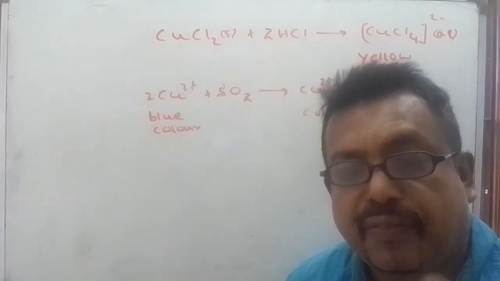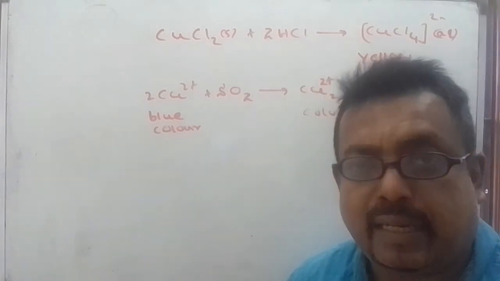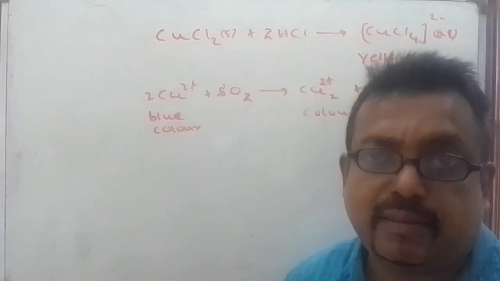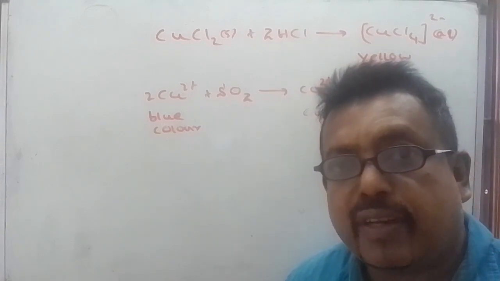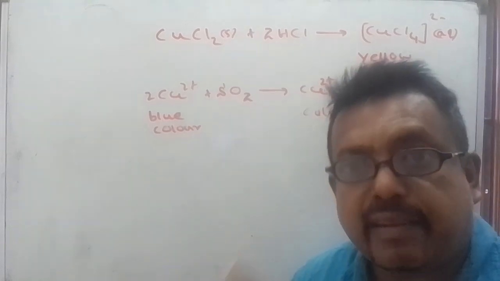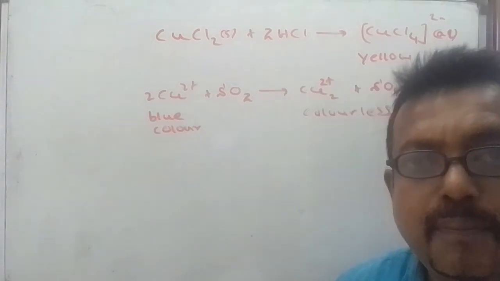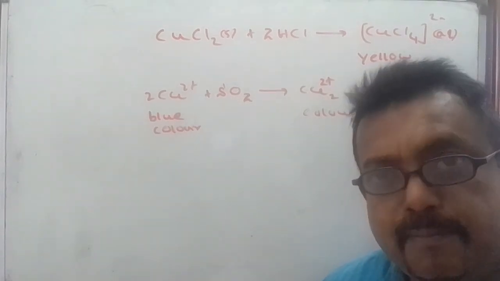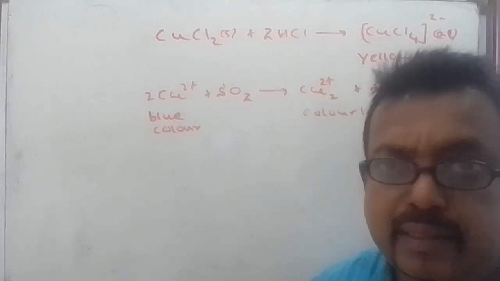First one, sulfur dioxide decolorizes colored flower petals due to its bleaching properties. This is the second reaction. This is how you can identify sulfur dioxide by using copper 2 plus ion. So this question is based on this theory part.